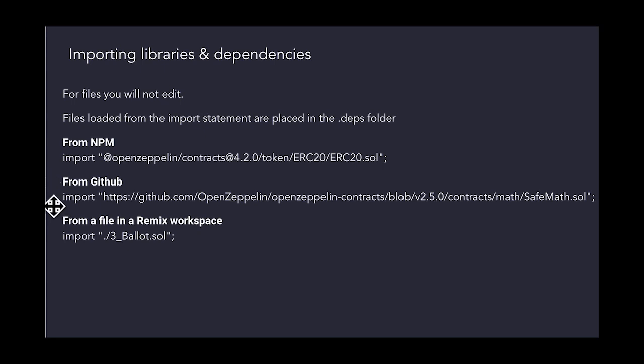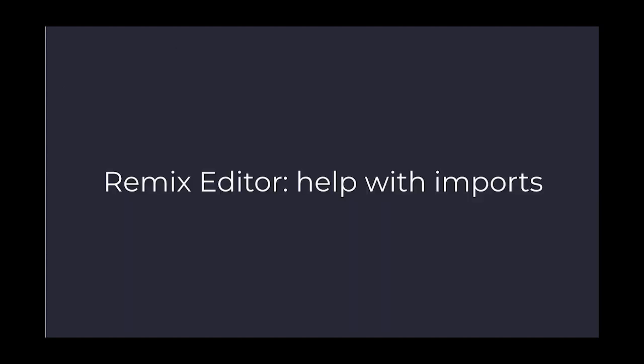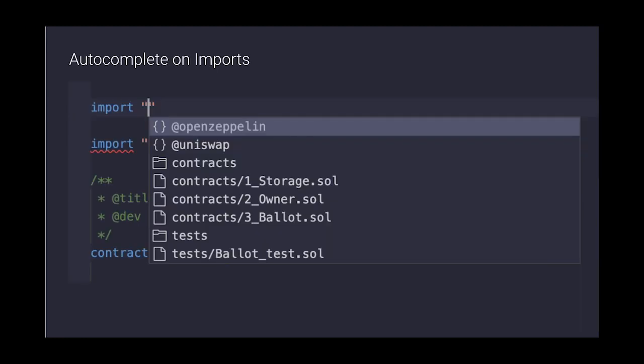And if you want to import a local file, you'd use just the import statement with the path to the local file. To help with your import statements, the Remix editor has autocomplete on imports. It will autocomplete the entire OpenZeppelin library, Uniswap library, and will autocomplete all local files.